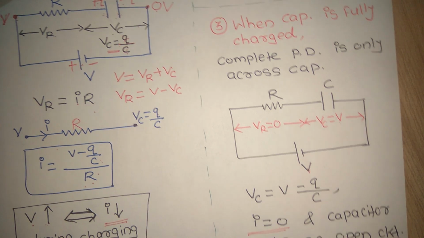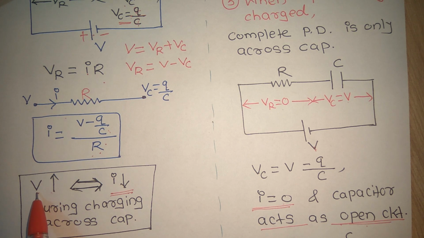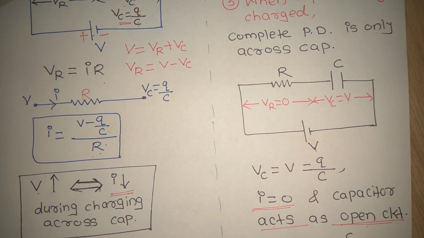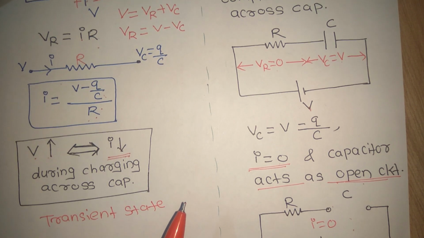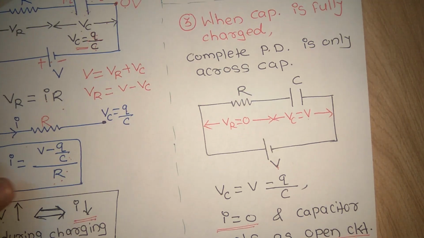Now in this state, you have to remember that during charging, the potential difference across the capacitor starts increasing, but the current starts decreasing. Initially the current is maximum. When the capacitor starts charging, the current through the circuit starts decreasing. This charging state is called a transient state. Remember, this is a transient state.